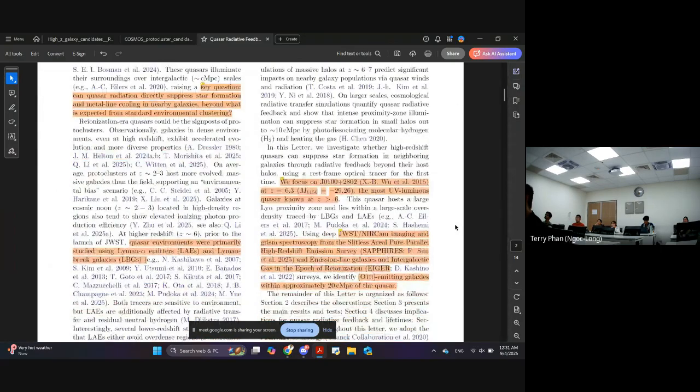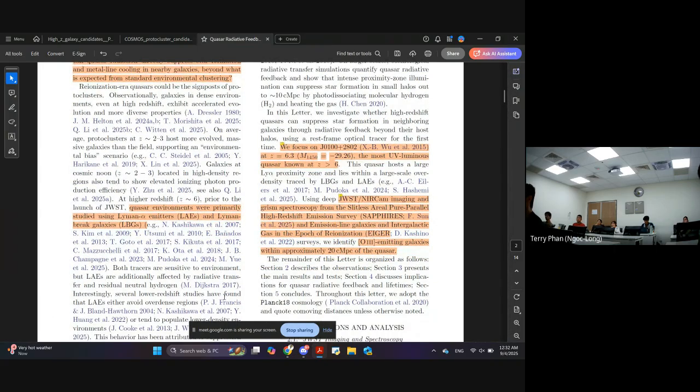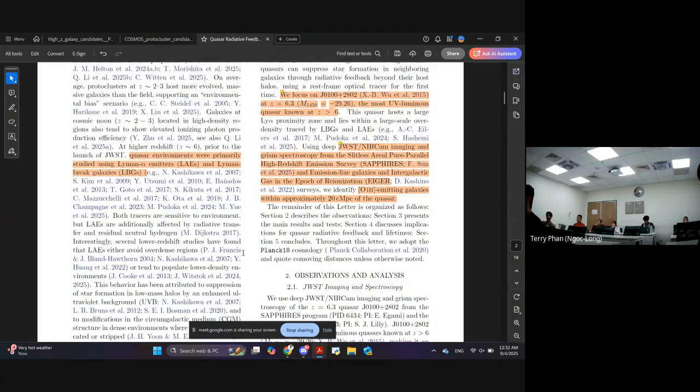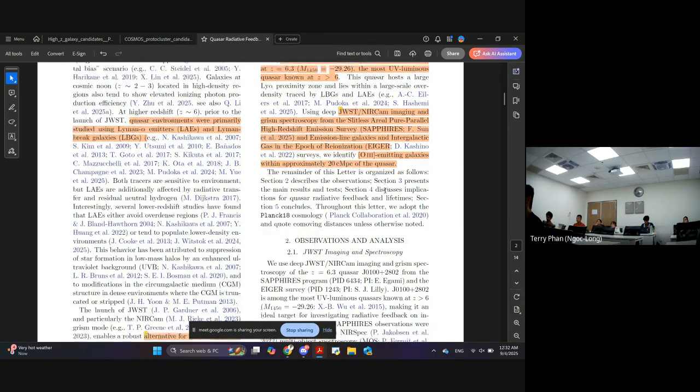For this paper, they use this quasar, which has a funny name, J0100+2802, at this redshift. The reason they use it is because it's one of the most luminous quasars at this high redshift. Their observations were of the O3 emission lines from galaxies near the quasar, at approximately 20 comoving megaparsecs from the quasar.